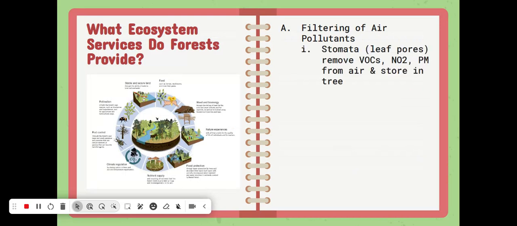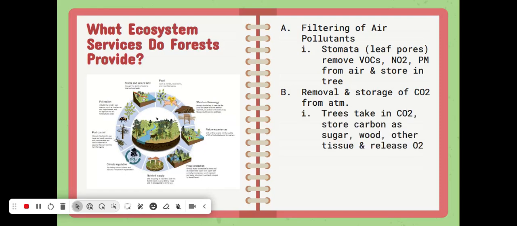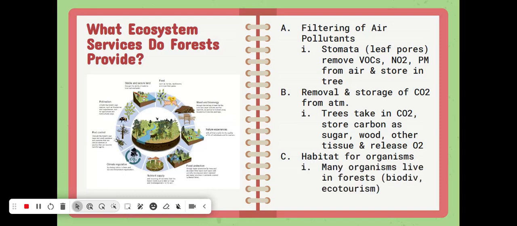Well, we know forests have the ability to filter air pollutants. The leaves or pores of a tree can remove things like volatile organic compounds, VOCs, nitrogen oxides, and particulate matter, PM. They can remove and store tremendous amounts of carbon dioxide from the atmosphere. We know trees take in that CO2, store the carbon as a part of their biomass, and they release oxygen. And they provide habitats for other organisms, right? Many organisms tend to reside in a forest. It can also provide cultural services such as education and ecotourism.